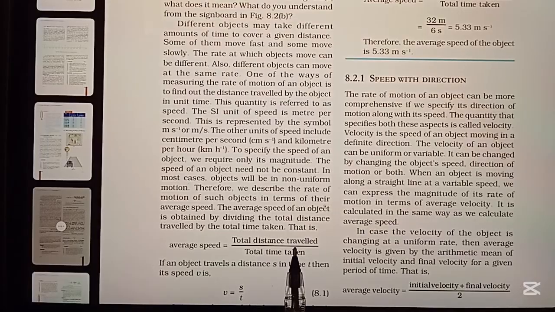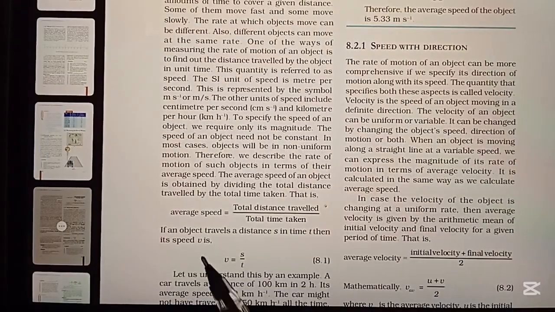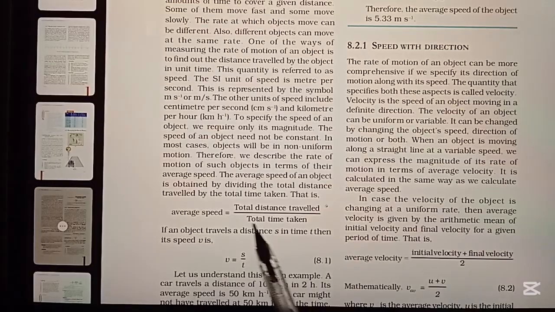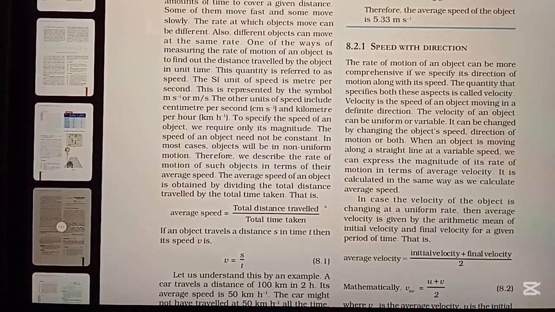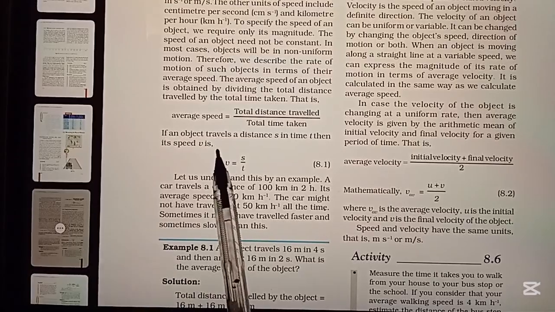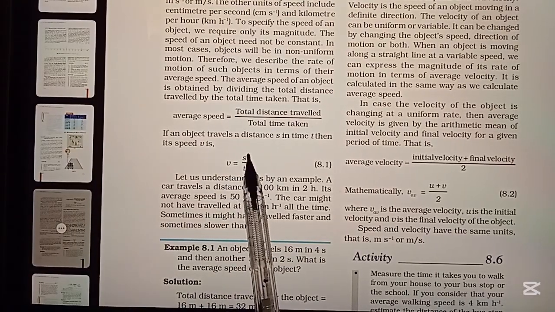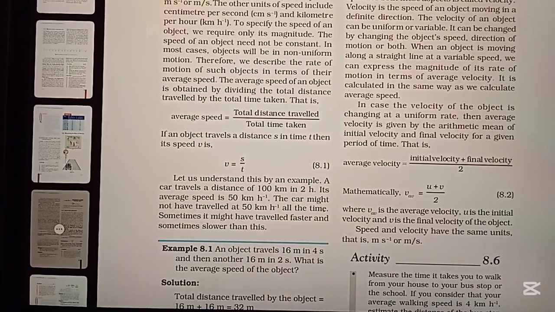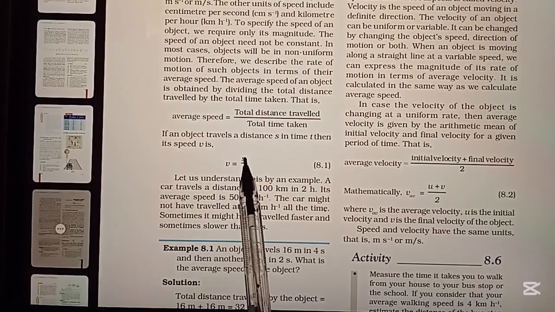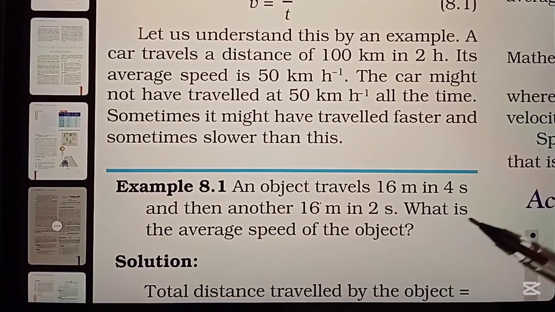Over here you can see the average speed is the total distance traveled divided by total time taken. You should know that speed is equal to distance divided by time. Then average speed is total distance divided by total time. Speed is described as v, distance is described as s, and time is taken as t. So these are the symbols of this equation, that is speed is equal to distance divided by time.